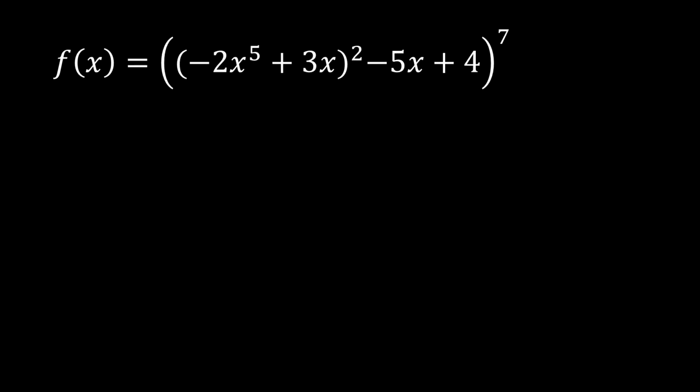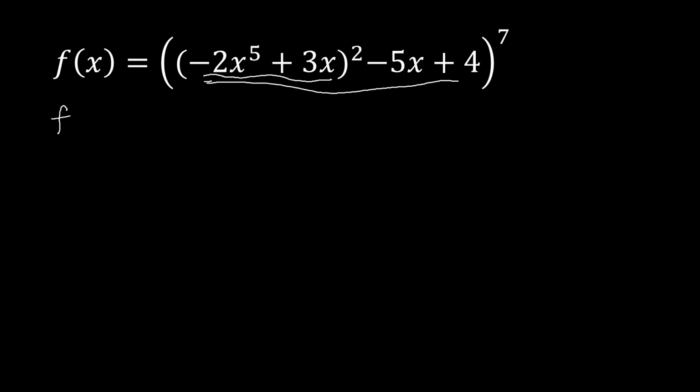Now, what if we have our function like this? As you can see, we've got an outer function being raised to a power of 7. We have a power function. And then inside that one, we can see an inner function, but within one term there, we've got another inner function. So let's try to solve that using our chain rule.